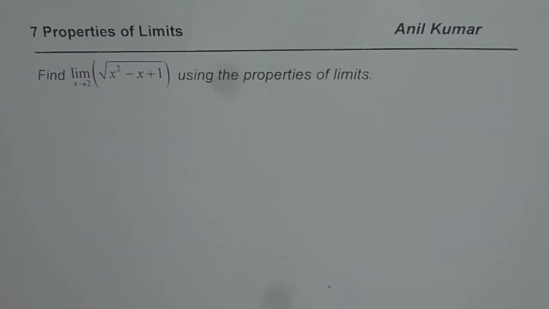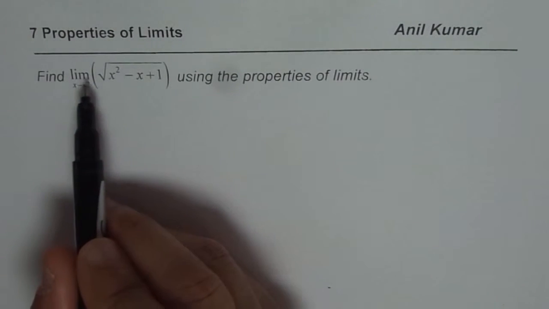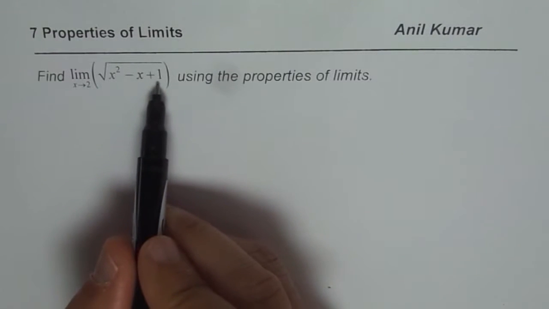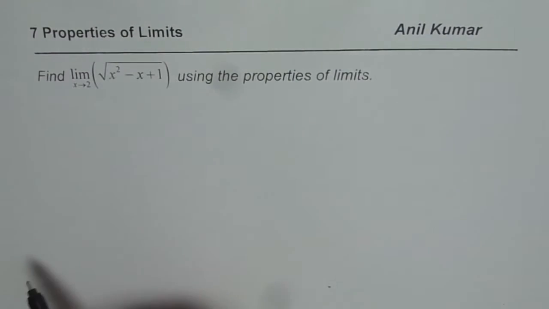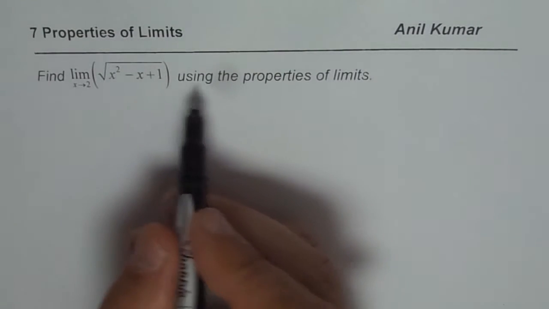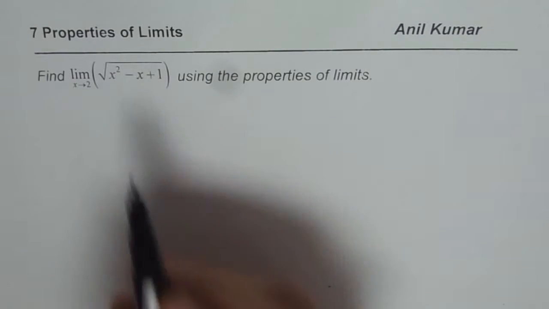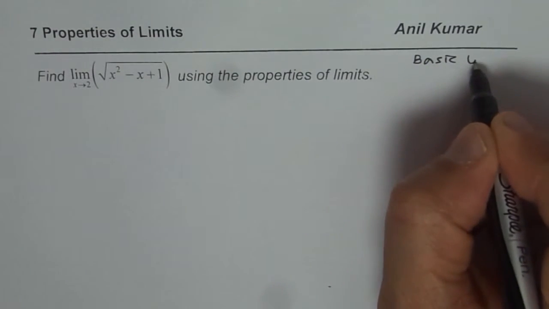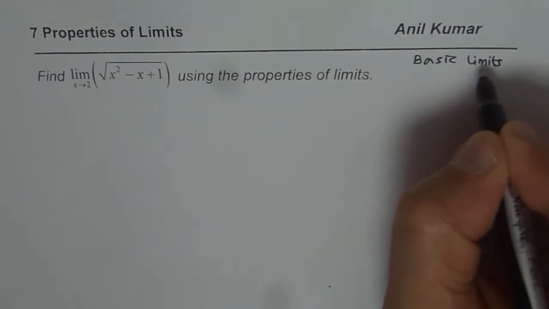I'm Anil Kumar, and here is another example where we'll try to find the limits using properties of limits. Question is, find the limit when x approaches 2 for the square root of x squared minus x plus 1 using the properties of limits. I'd like you to go through the video on properties and basic limits. So I have basic limits and properties combined, right?